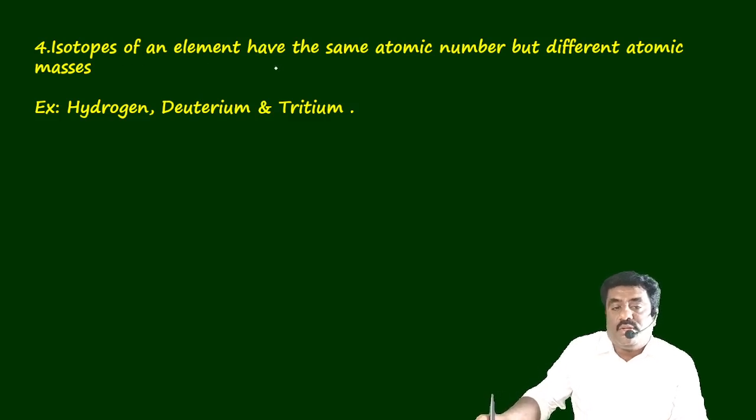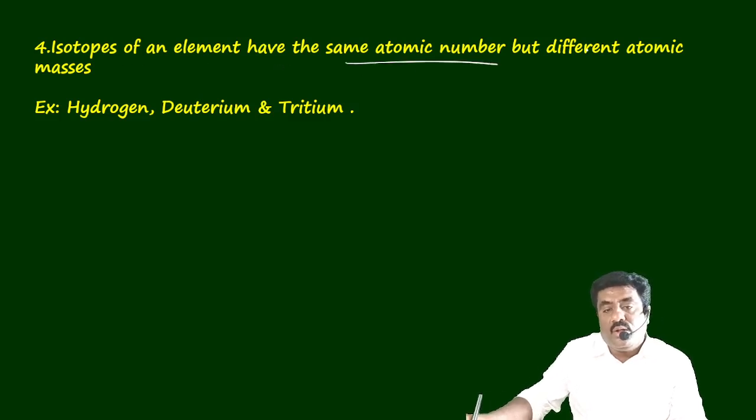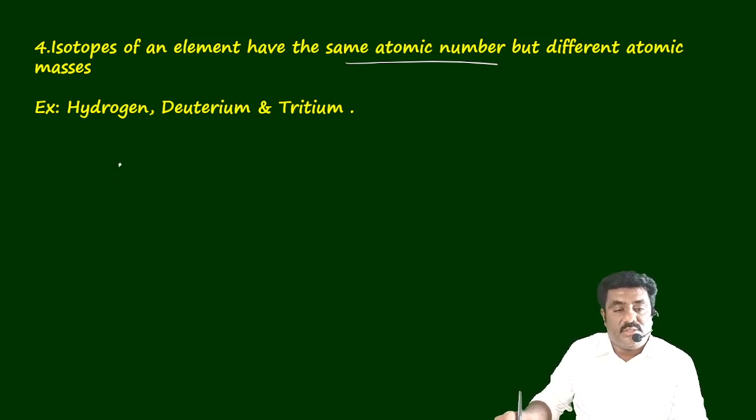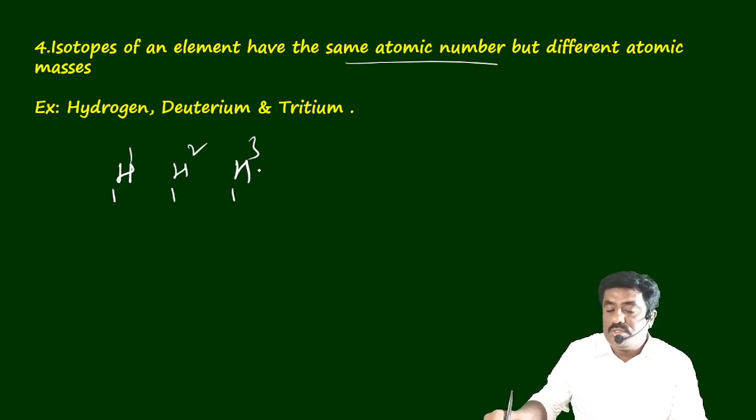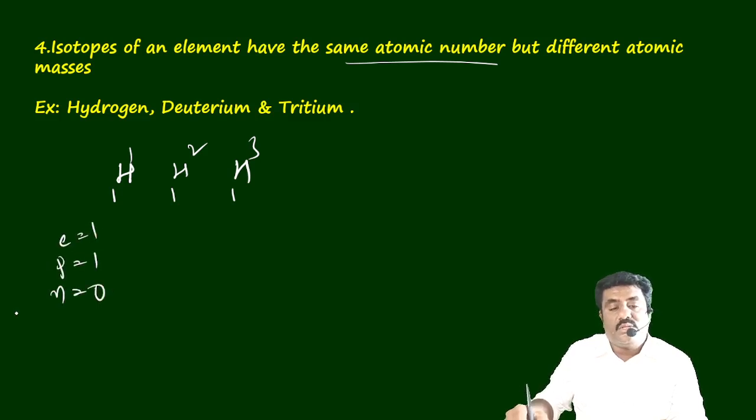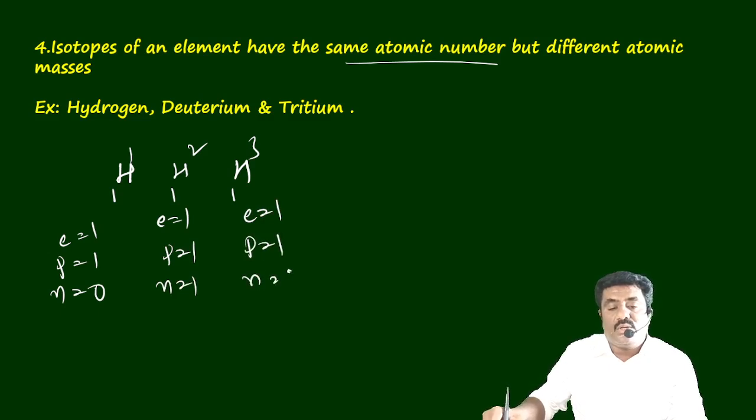The isotopes of an element have the same atomic number but different mass number. For example, I am taking hydrogen. Yes, it is hydrogen. It is deuterium. It is tritium. Look at hydrogen: number of electrons equal to 1, number of protons equal to 1, number of neutrons equal to 0. Here, number of electrons equal to 1, protons equal to 1, neutrons equal to 1. So here, electrons equal to 1, protons equal to 1, neutrons equal to 2.